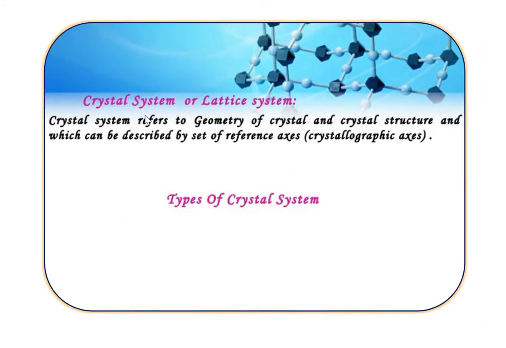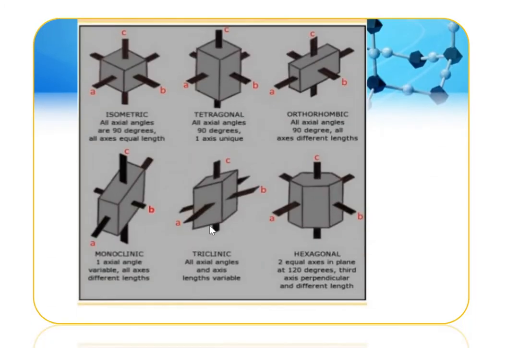Now, what is the crystal system, or the lattice system? Crystal system refers to the geometry of the crystal and crystal structure, which can be described by a set of reference axes or crystallographic axes. We have to study in detail the types of crystal systems. In all, there are 6 types of crystal systems that you have to study in the syllabus. First one, isometric, another name is cubic. Second, tetragonal. Third, orthorhombic. Fourth, monoclinic. Fifth, triclinic. And last, hexagonal.